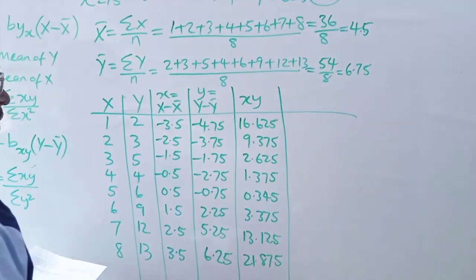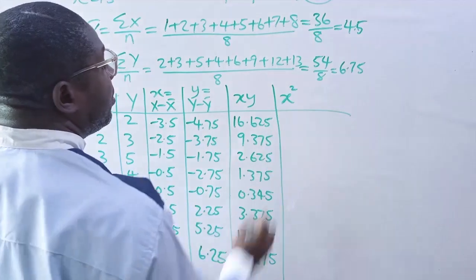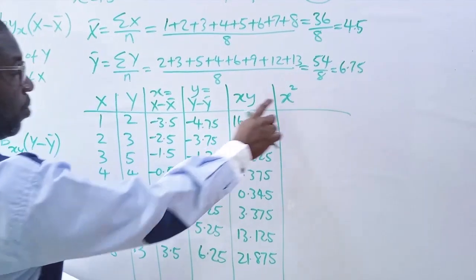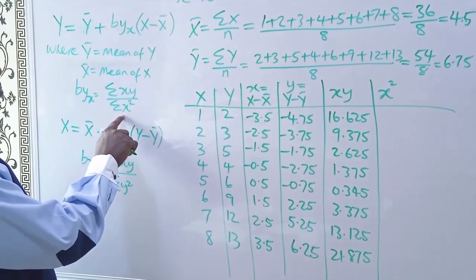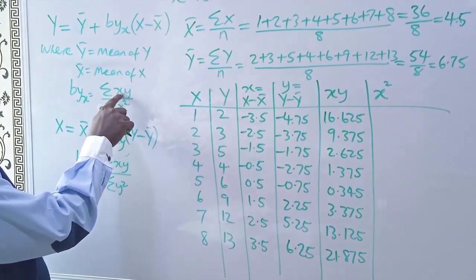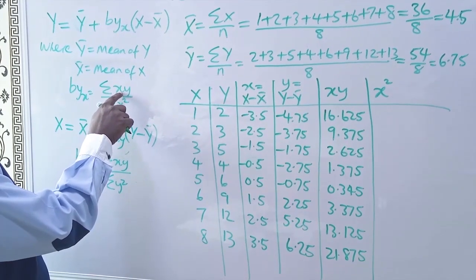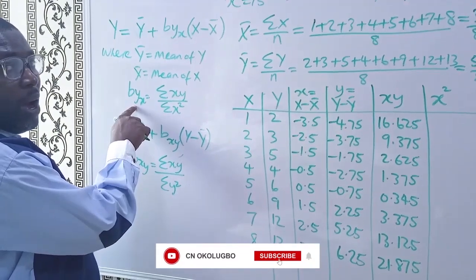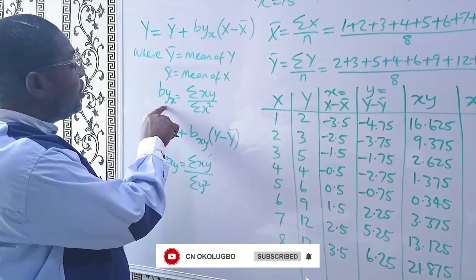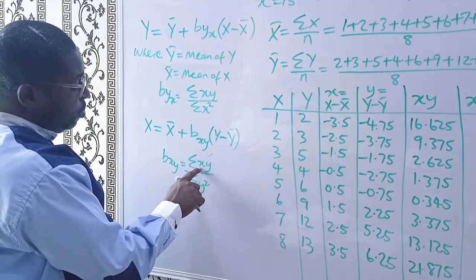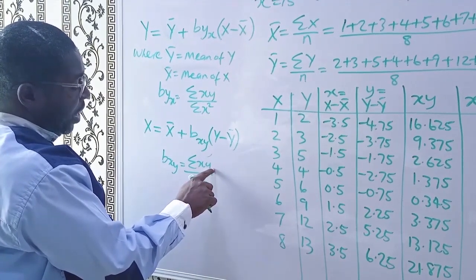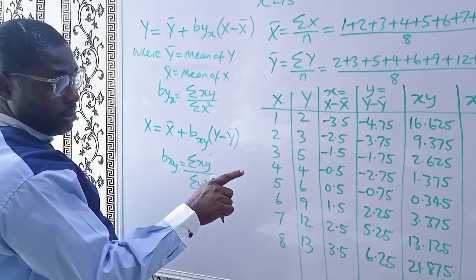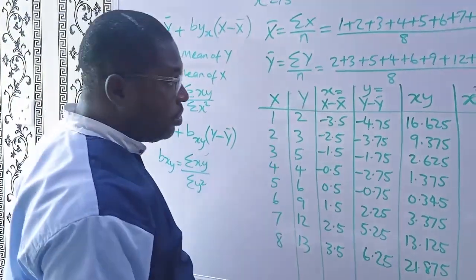All right, after we've done this, we now find x squared. Remember, we're going to use x squared here. Look at what we have on our board. We're going to use the summation of the product of small x and small y, all over the summation of x squared, to get our slope, to get the rate of change. Also, we're going to use the summation of x and y here, all over the summation of y squared. That's why we're doing this. Let's go back to what we're doing.